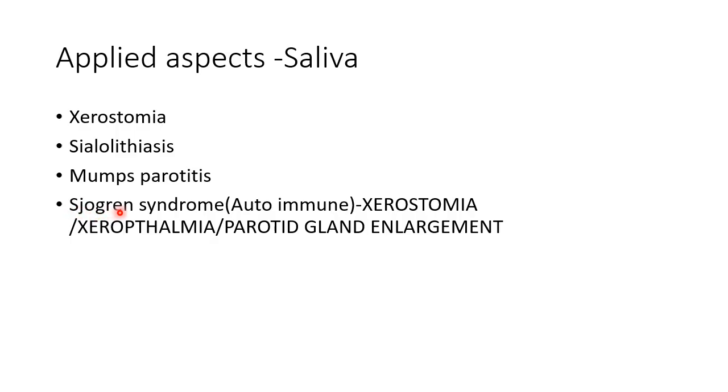And the last one is Sjogren's syndrome. Sjogren's syndrome is an autoimmune disease. It is an autoimmune destruction of the salivary gland and the lacrimal gland. Okay, so it is characterized by xerostomia, that is dryness of the mouth, xerophthalmia, that is dryness of the eye, and parotid gland enlargement will also be seen, but it will not function, it will not secrete the saliva.